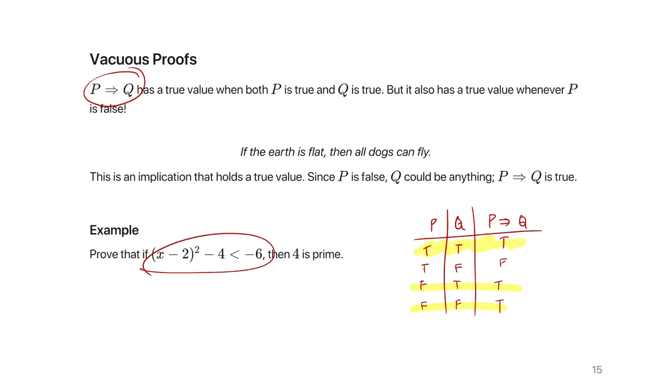And how could we do that? Well, for this to be true, we would have to have x squared minus 2 less than negative 2, but x squared is always greater than or equal to 0. So P cannot be true. Right?